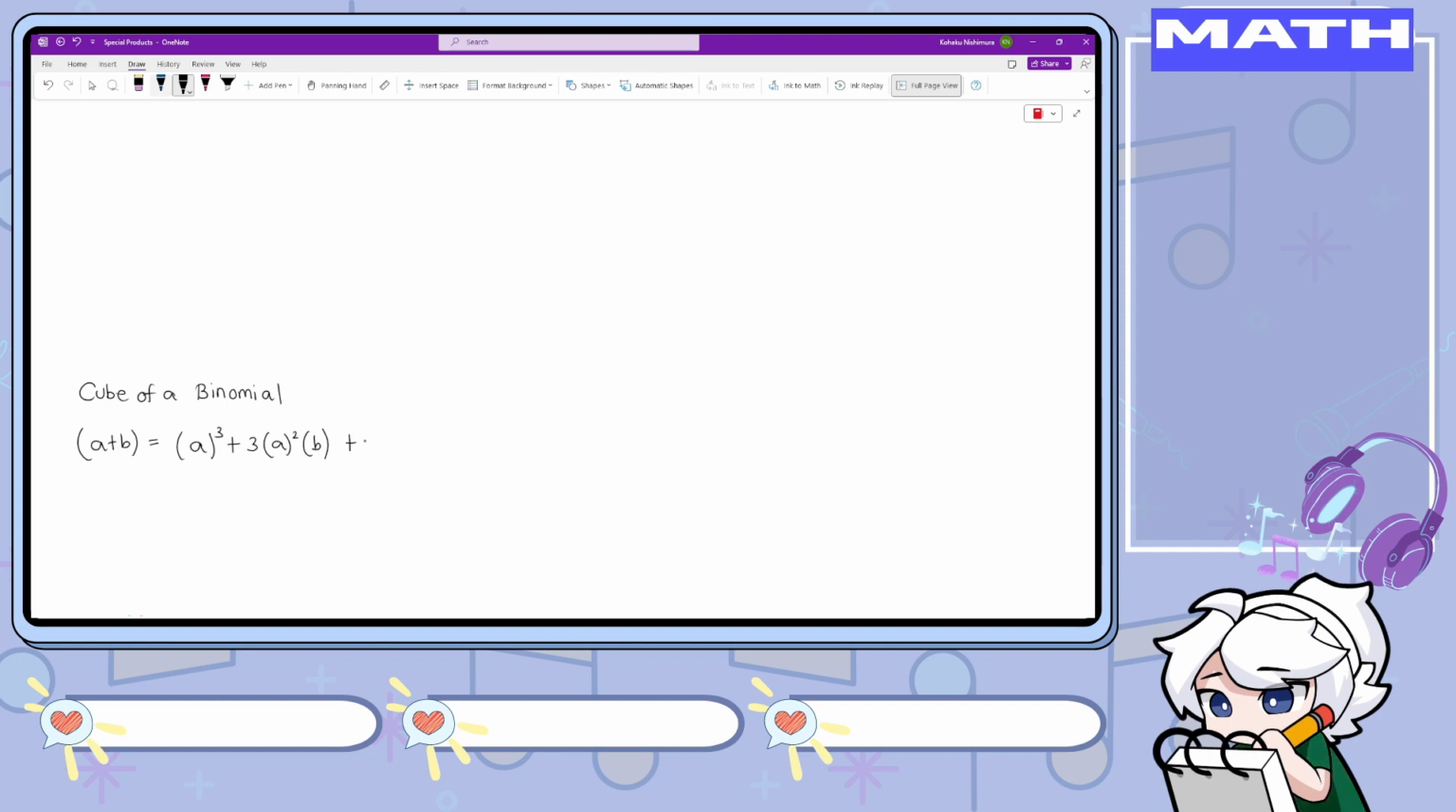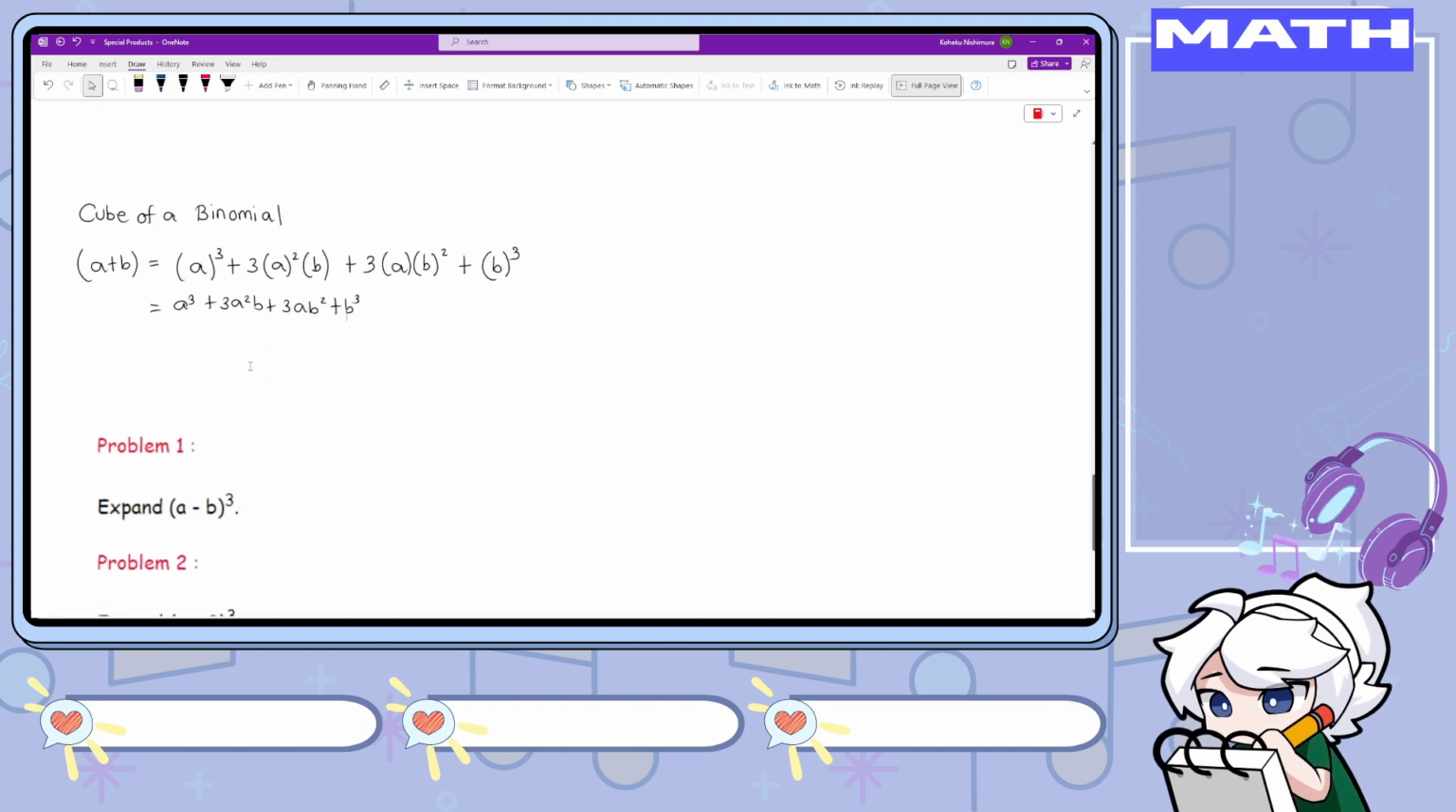Next, we add 3 times just the first term, but this time the square of the second term. So we are alternating: we squared the first term, and on this one, we need to square the second term. And what's missing now is the last one, wherein we have to cube the second term. If we simplify, this is simply a cubed plus 3a squared b plus 3ab squared plus b cubed. I think I already answered problem number 1.